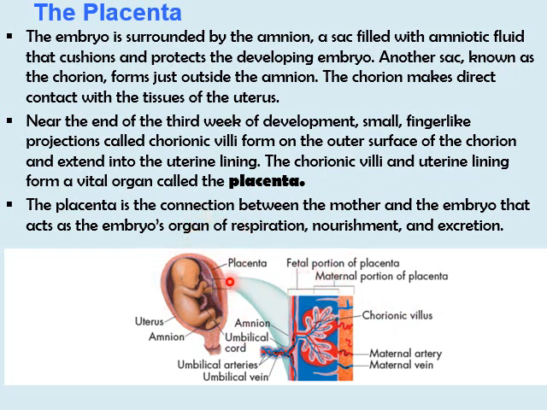Here you can see when we zoom out, you have the fetal portion of the placenta, like the chorionic villus, and the maternal portion of the placenta, which are maternal arteries and maternal veins, carrying blood towards the tissue, and this one maternal vein away from the tissue, which is common for both the mother and the fetus.